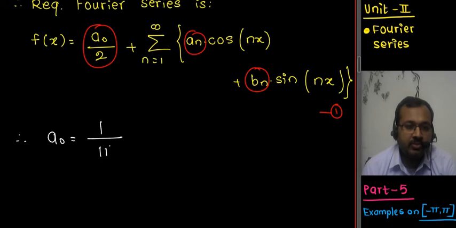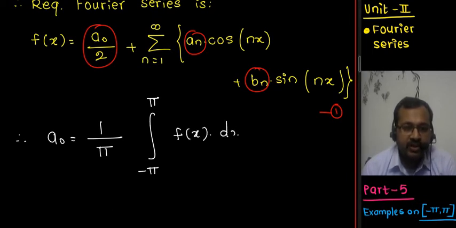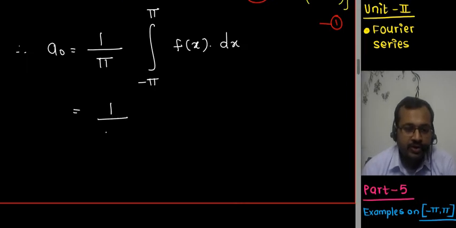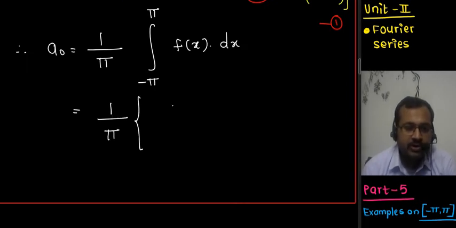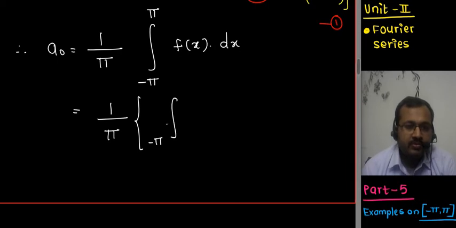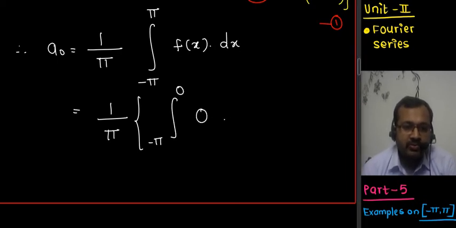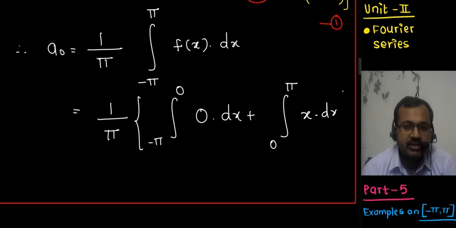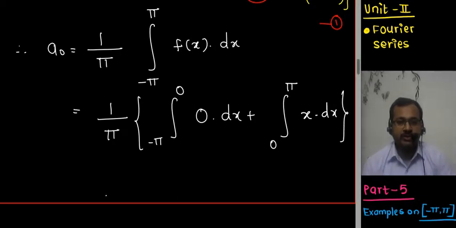Let's calculate the Fourier coefficients by using the formula: a0 is 1 upon L integration from minus pi to pi, this is the range in which f of x is defined. We consider f of x with respect to x. Now we substitute f of x with respect to the range. Means as x varies from minus pi to 0, f of x is 0, and from 0 to pi f of x is x. Take the integration with respect to x.